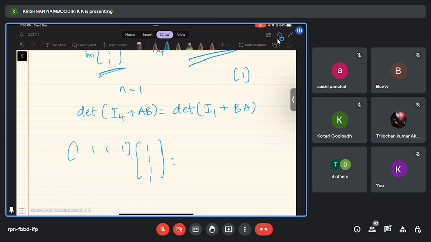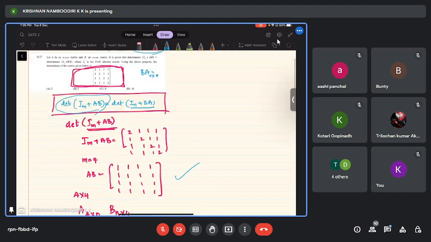This must be a 1 cross 1 matrix. That means that must be a number. Correct? What is that number? 4. Yeah, correct. Exactly. This is equal to 4. So determinant of I is nothing but 1. This is equal to B into A, which is 4. So it's equal to determinant of 5. That means determinant of a scalar number is nothing but 5 itself. So the answer to the question is 5.